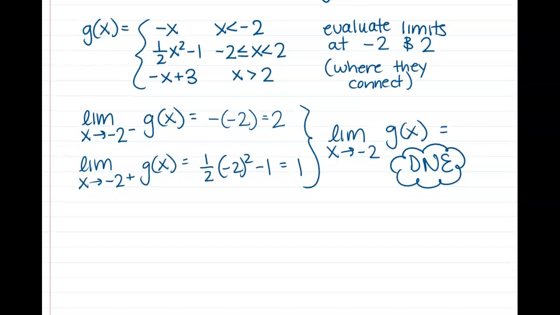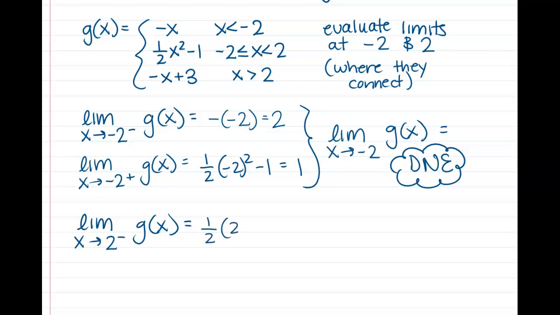Now we'll check 2. So the limit as x approaches 2 from the left of g of x: to the left of 2 is less than 2, but right next to it on the left, so we'll use 1/2 x squared minus 1. So 1/2 times 2 squared minus 1. 1/2 times 4 is 2, minus 1 is 1.